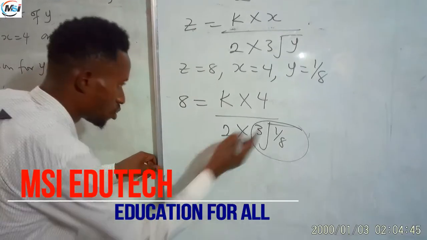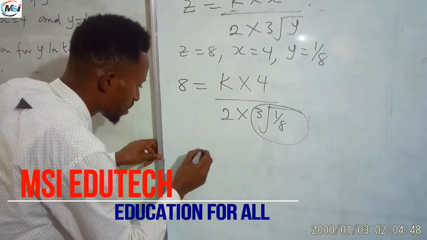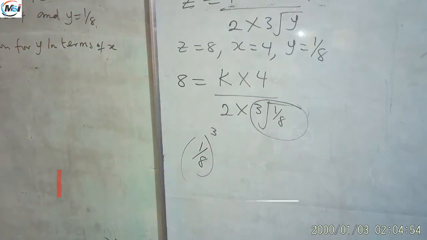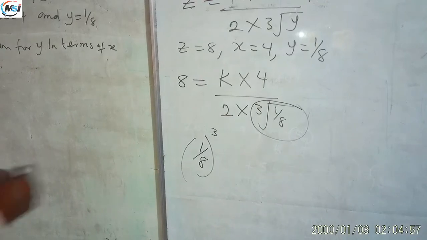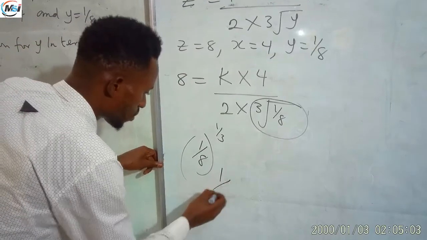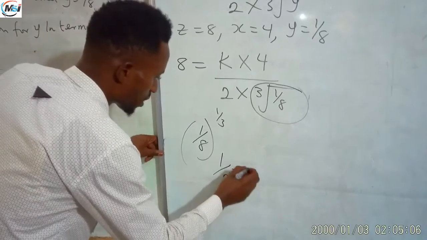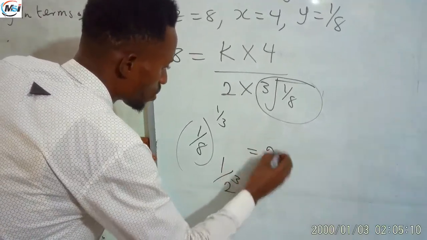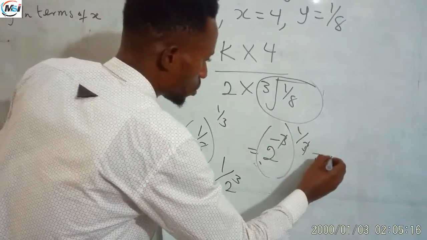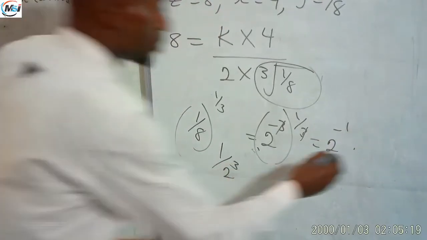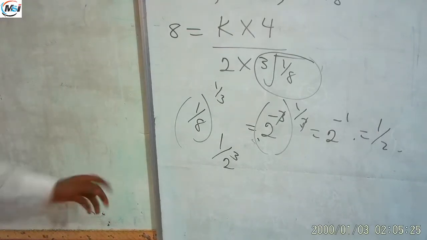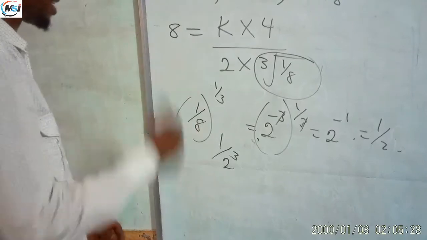To handle this, look at it. The cube root of 8 is the same as 8 raised to power 1 over 3. So then this can be simplified as 1 over 2 raised to power 3, which is the same thing as 2 raised to power minus 3, then 1 over 3. Then I can have it as 2 to the minus 1, which gives me 1 over 2, from the law of indices. That's the inverse law. In my lectures on indices, go there and you will see the inverse law.